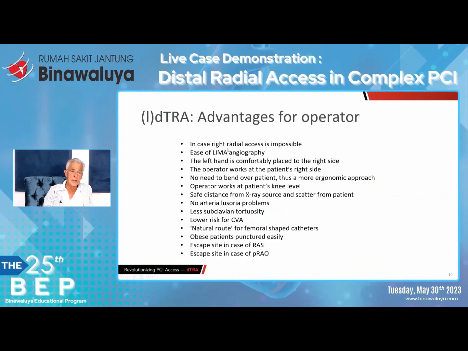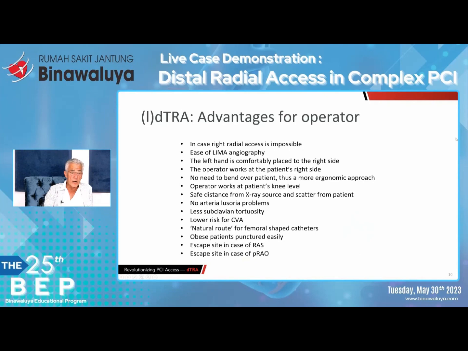And for the operator, there are many advantages. Of course, in case right radial access is impossible, you can do a left radial access easily for the patient, and now for the operator. Also, ease of LIMA angiography from the left side is very easy, because the left hand is placed on the right side of the patient, at the right femoral side. So the operator works at a safe distance from the radiation source and does not need to bend over the patient. And it's therefore associated with more comfort for operators, especially if the operator is not very tall. So less back pains during long procedures.